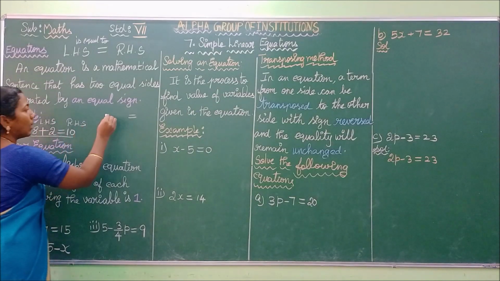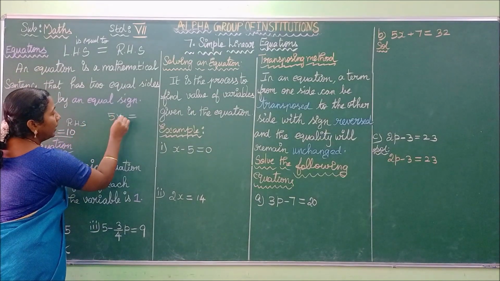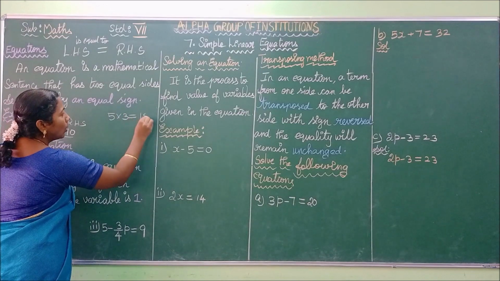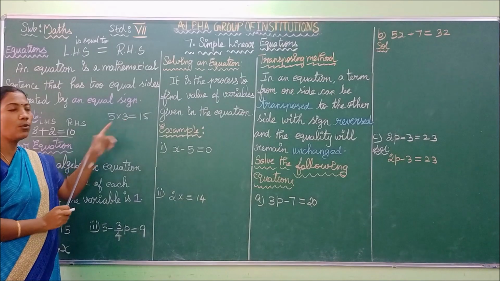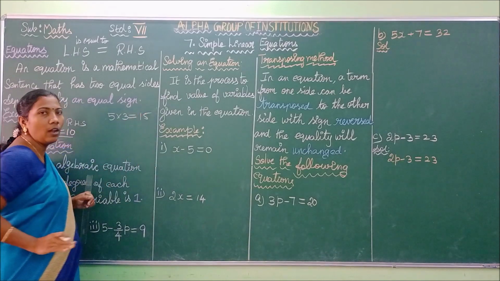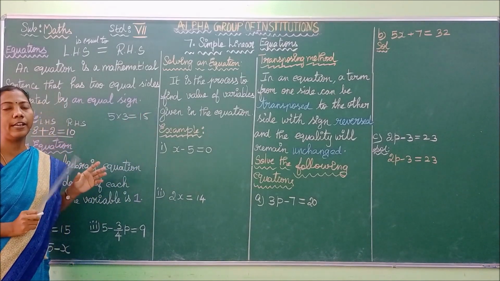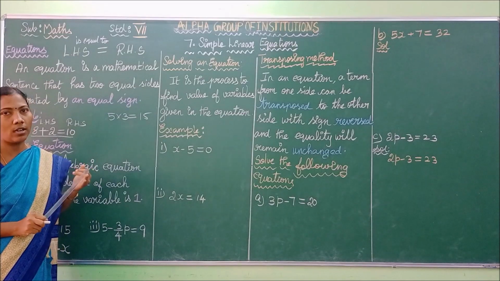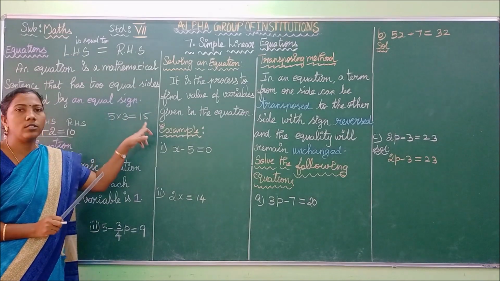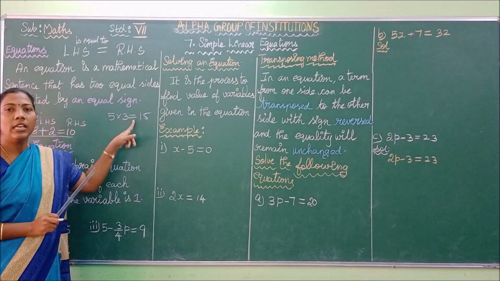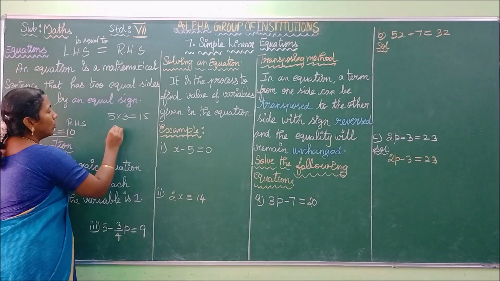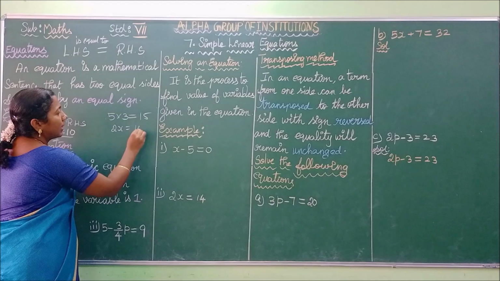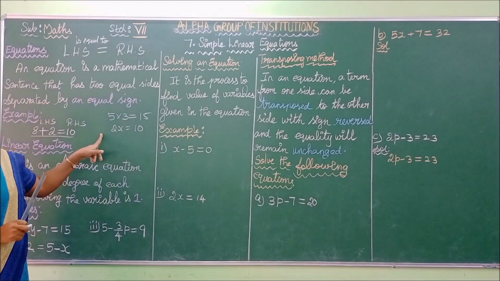Also, we can give some other examples. 5 into 3 equal to 15. Here, which is your LHS? 5 into 3. Which is your RHS? 15 is your RHS. So you must have a clear idea about LHS and RHS, and they should always be separated by the equal sign. We can also give another example like this: 2x equal to 10. This is also an example of an equation.